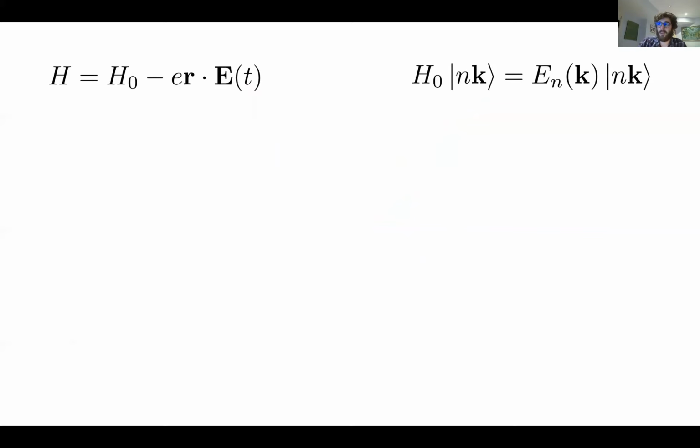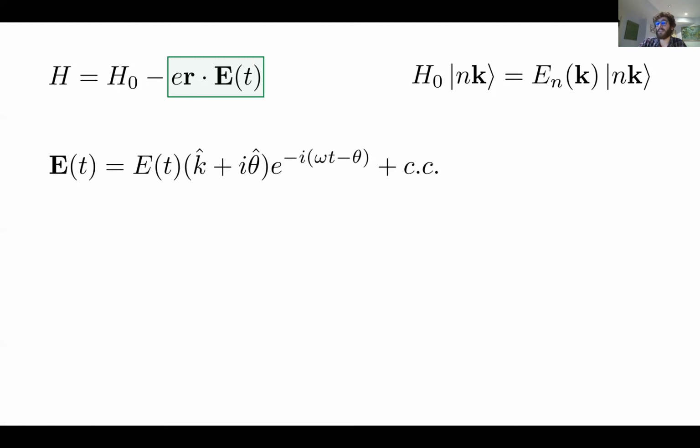Our Hamiltonian is shown up in the top left. H naught is the Hamiltonian of unperturbed biased bilayer graphene, eigenstates of which are Bloch eigenstates, and the energy eigenvalues are the dispersions, which I showed you on the previous slides. We're going to introduce a perturbation, which we'll take to be this term here in our Hamiltonian. So e here is the electric charge, r is the position operator, and E is the electric field, which we'll take to be a classical field.